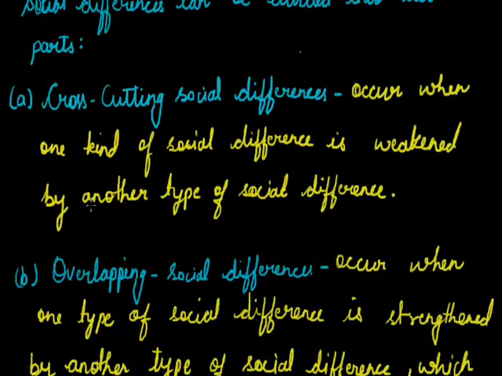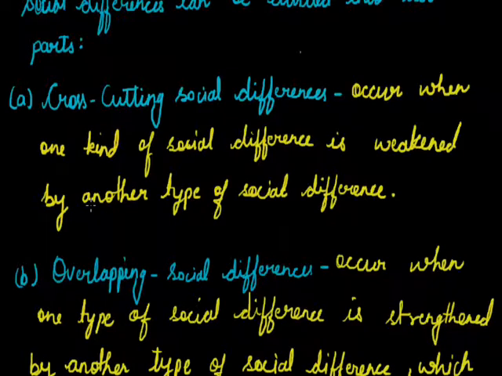Whereas when we talk about the second type of social difference, that is overlapping social difference, this is more of a dangerous type, where one type of social difference is added by another type of social difference, which in the long run leads to a bigger gap in the society.